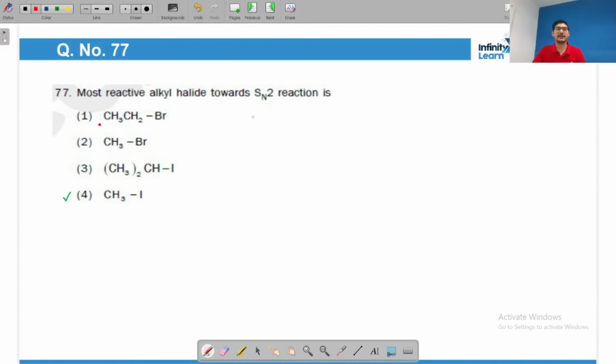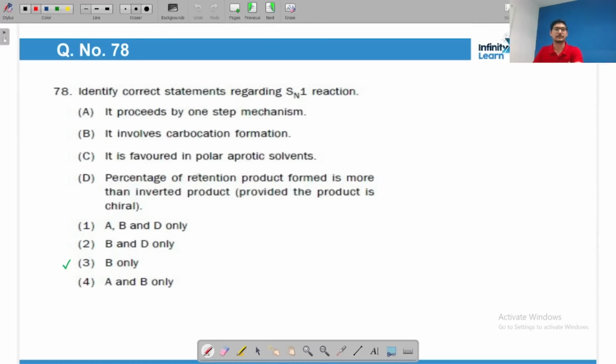Most reactive alkyl halide toward SN2 reaction. Smaller the alkyl halide, more reactive it will be, right? So we have two options, CH3Br and CH3I, and because iodide is a better leaving group than bromide ion, CH3I is in fact the most reactive compound towards SN2 reaction.